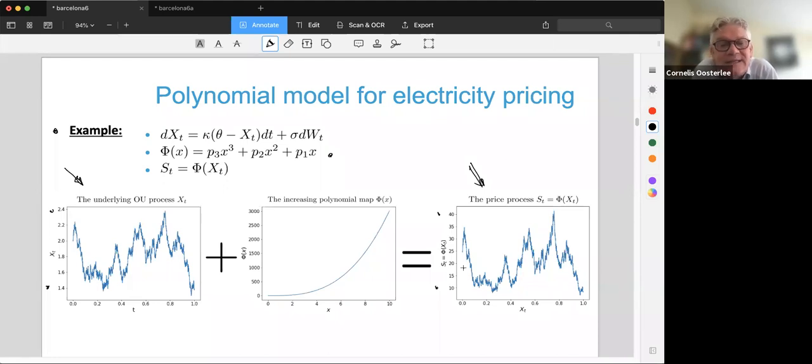So that is the setting. That is the reason to look at the polynomial process. For example, these coefficients could be calibrated, and also kappa and theta could be calibrated, and sigma as well.